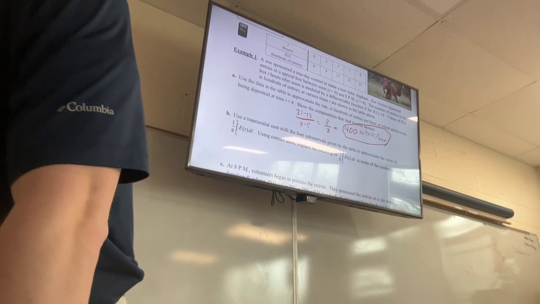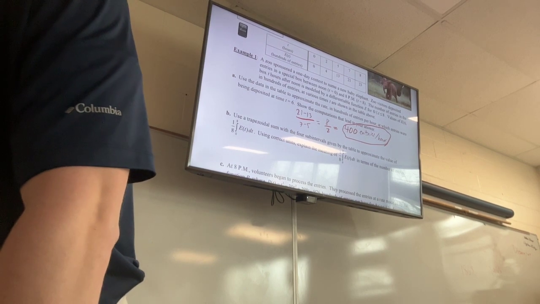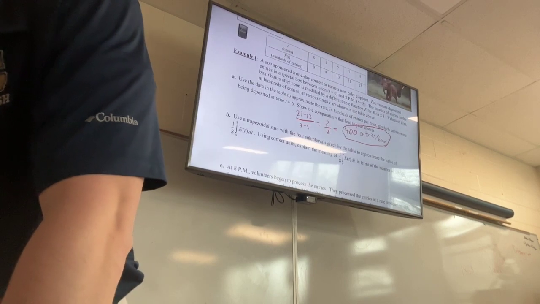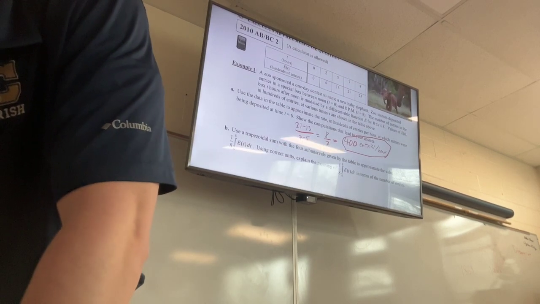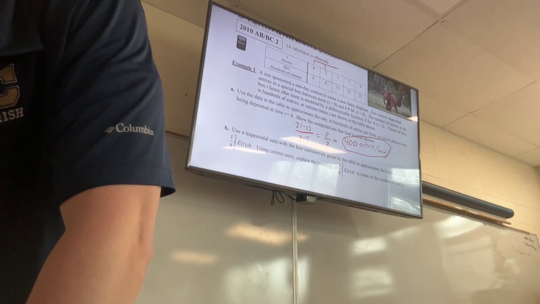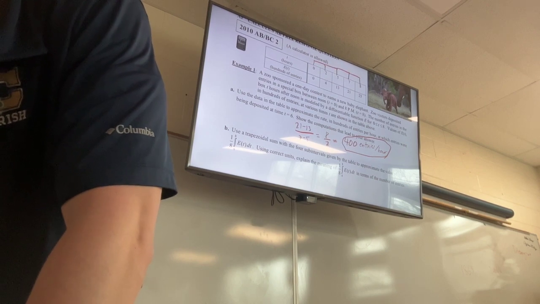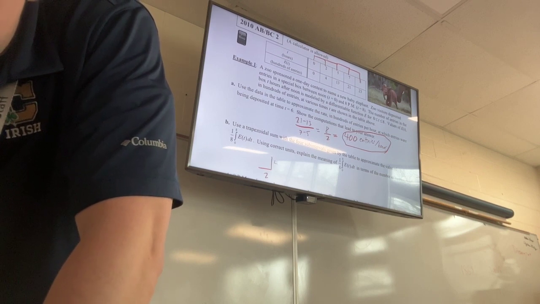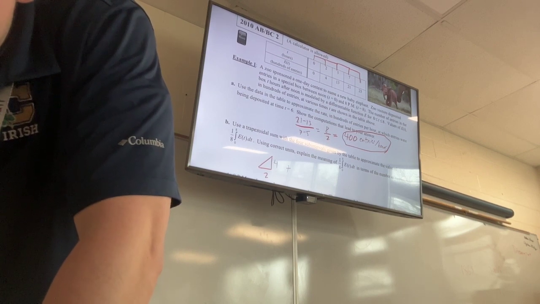All right. And then for part B, let's use a trapezoidal sum to approximate this integral. So that's going to be our first, second, third, and fourth trapezoid. How are we feeling about the trapezoid rule? Okay.